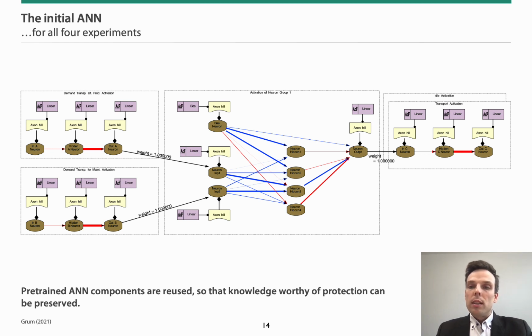Please have a look at the center of the picture, the activation of neuron group 1 that has been crystallized in two experiments. It has been connected by three weights having a size of 1. Here, here, and here. So these just transfer signals. Let's face the change in the four experiments.